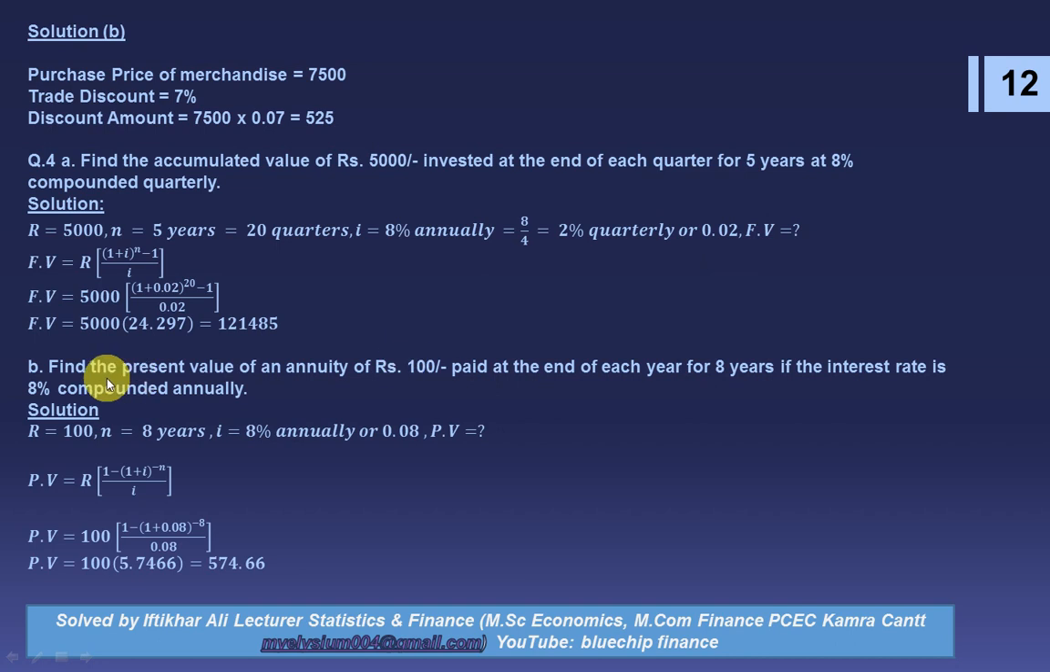Part B of this question, find the present value of an annuity of rupees 100 paid at the end of each year for 8 years. So we are going to calculate the present value of annuity. R is 100, and the interest rate is 8% compounded annually, so the interest rate is 8%, that is 0.08, and n should be 8 because there are 8 years, and the present value formula is equal to R multiplied by 1 minus 1 plus i raised to power minus n divided by i.